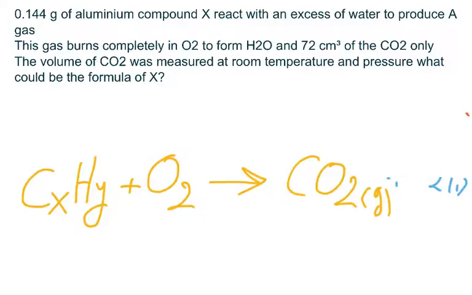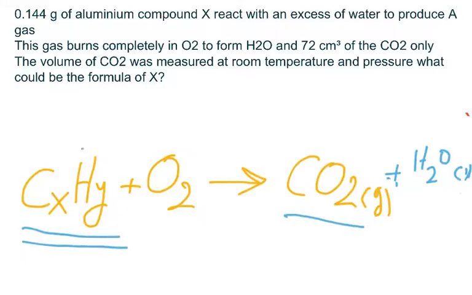We know that we have H2O liquid, because the reaction has gone to completion, and it's a combustion reaction. We know that we have carbon here because we have carbon here. We know that we have hydrogen here from the water. Okay, so this is hydrogen from the water. What we also know is that we have 72 cm³ of gas being produced here.